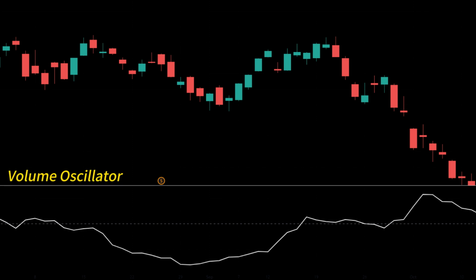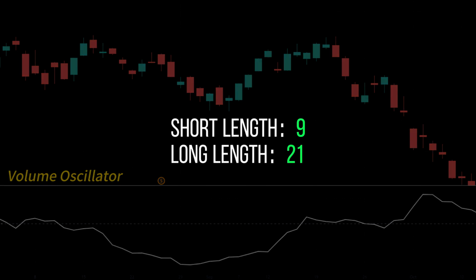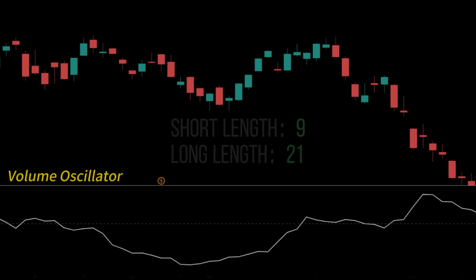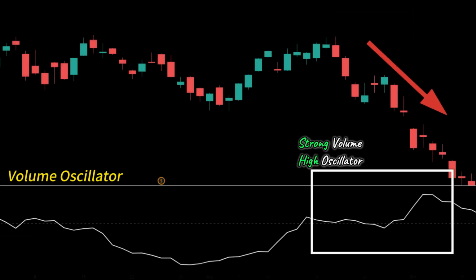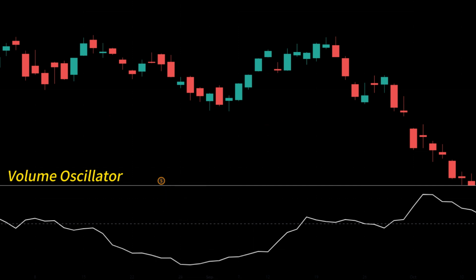If you open the volume oscillator on TradingView, this is what it looks like. There is a plot line and a zero line in the middle. Before you use the volume oscillator in your daily trading, you should put your settings as 9 and 21. That makes your indicator more specific. If volume is strong, the volume oscillator is high. If volume is weak, the volume oscillator goes downside. So this is how you read the volume oscillator.